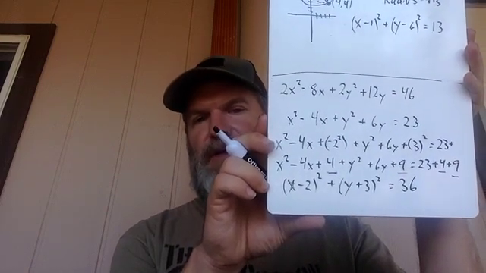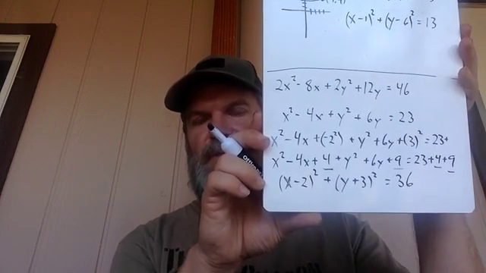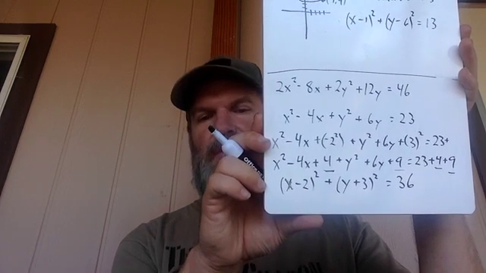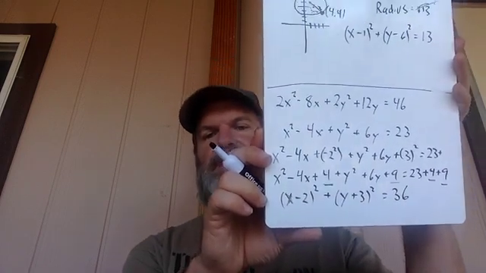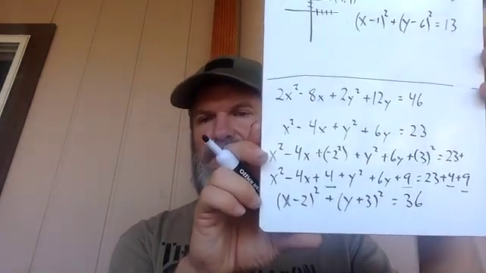Now you can factor your x's. They're perfect square trinomials. They're x minus 2 and another x minus 2, which is x minus 2 squared plus y plus 3 squared equals 36. So that's how you did 7, and that number 8 yesterday was similar to that. You had to divide by 2 first before you got going.